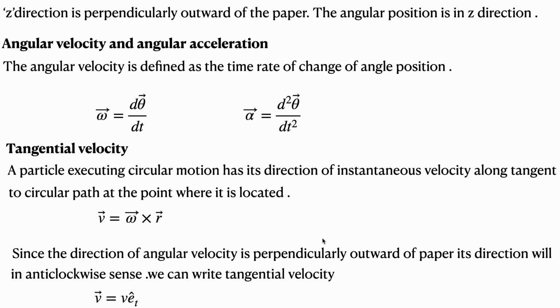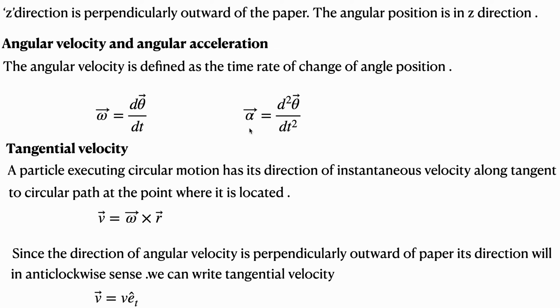Now let's define the angular velocity and angular acceleration. Angular velocity, represented by the symbol omega, is defined as the time rate of change of the angular position. So mathematically we can write omega equals d theta upon dt. The angular acceleration alpha is equal to d2 theta by dt square, or it will be equal to d omega by dt. So we can define angular acceleration as the time rate of change of the angular velocity.